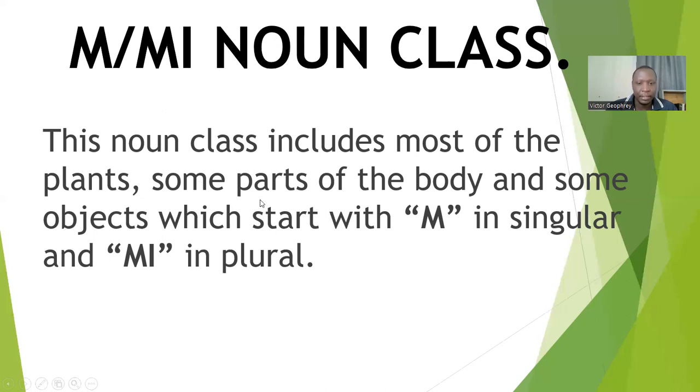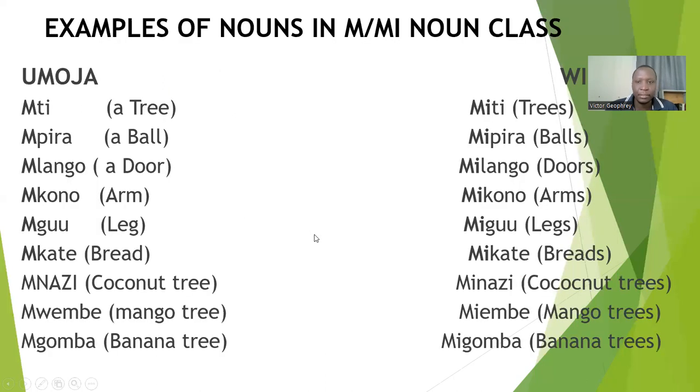Okay, let's see examples of these nouns. For example, mti, a tree. Mti in the plural is miti, trees. Mti, a tree. Miti, trees. So that's why it is Mi: over here, the plural is Mi. Miti, which is trees.